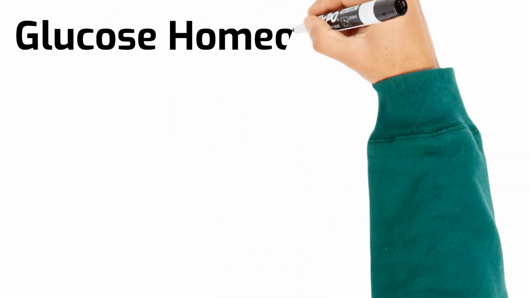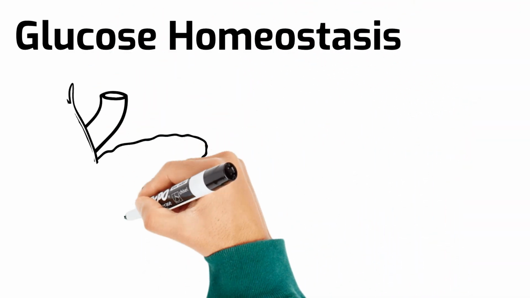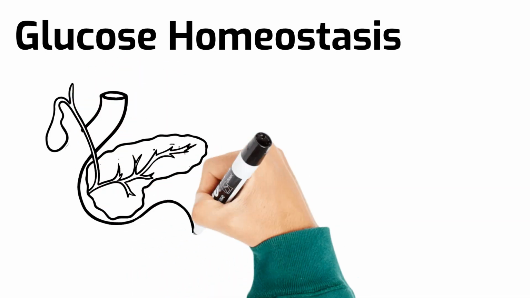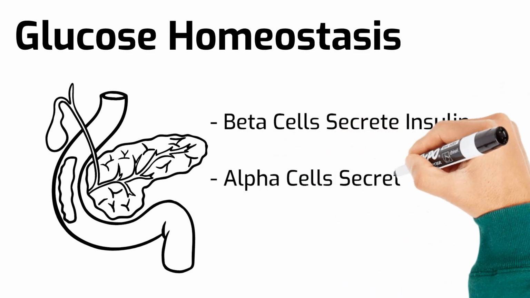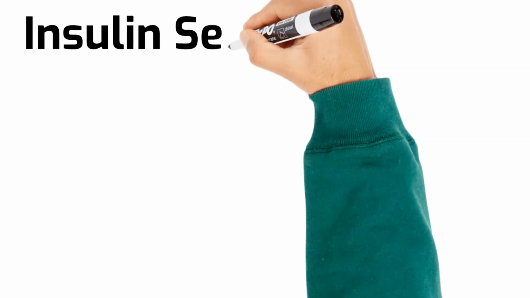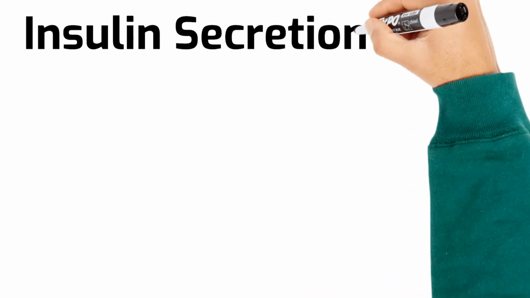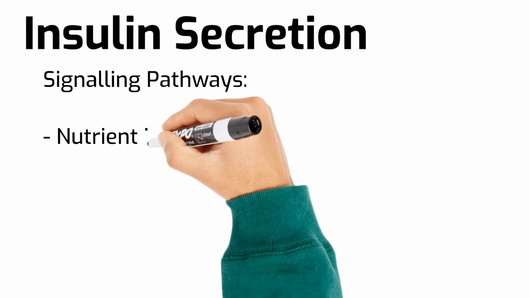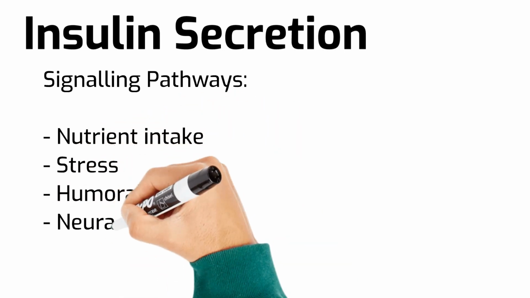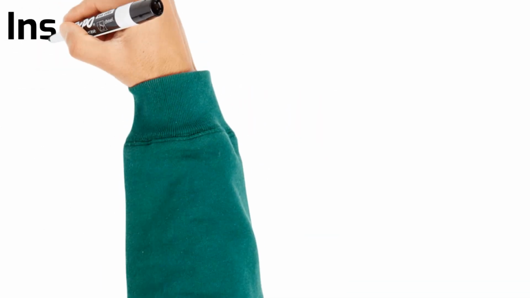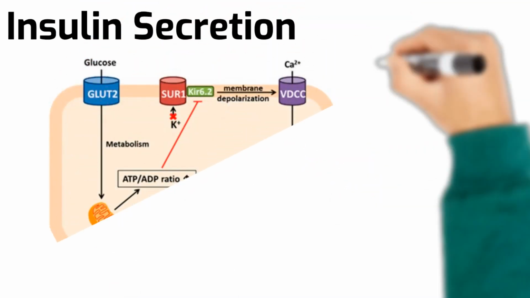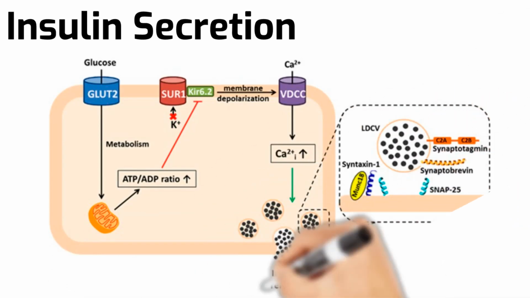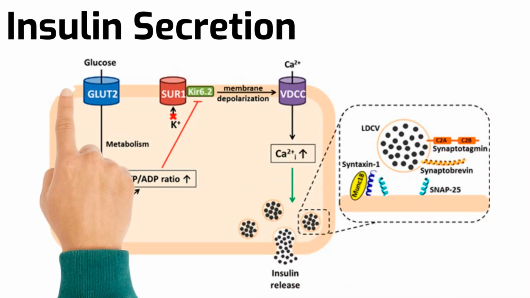Glucose homeostasis is maintained by various hormones, primarily through the actions of insulin and glucagon, which are produced by the pancreatic beta cells and alpha cells, respectively. These endocrine hormones are secreted in response to external signals such as nutrient intake and stress, via humoral, neural, or hormonal signaling pathways. Upon consumption of food, the circulating glucose is taken up by the facilitative glucose transporter 2 or GLUT2 located on the surface of the beta cells.